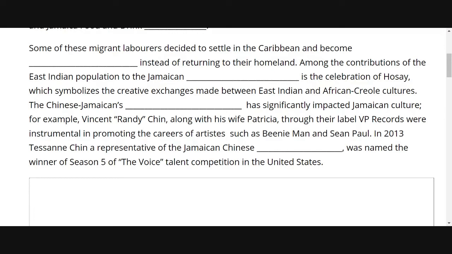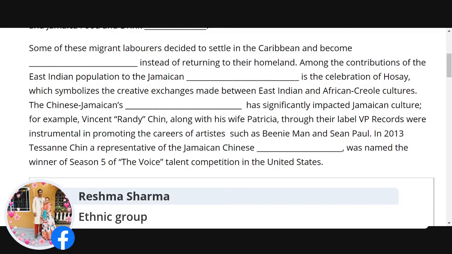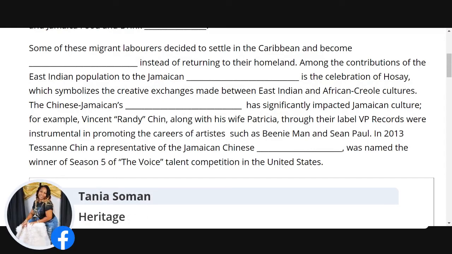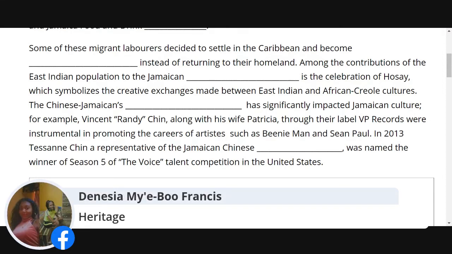The Chinese Jamaican what? So you're saying culture, but remember we used culture already. Rejma, you're saying the Chinese Jamaican ethnic group. Okay. Tanya, you're saying heritage for there. Okay. Denisha, you're saying heritage should go in that blank. Okay. We'll soon see what should go there. All right.